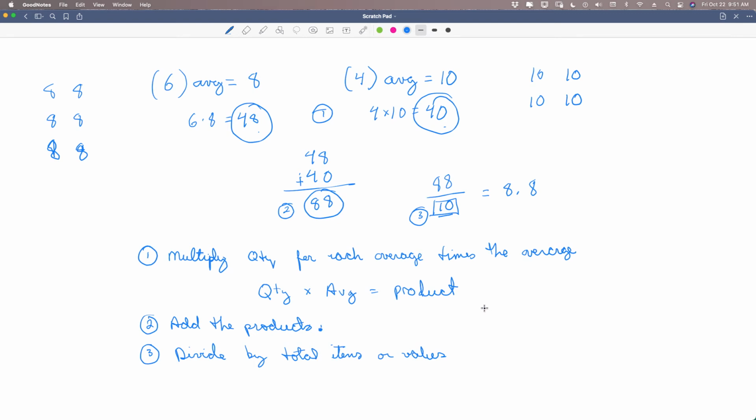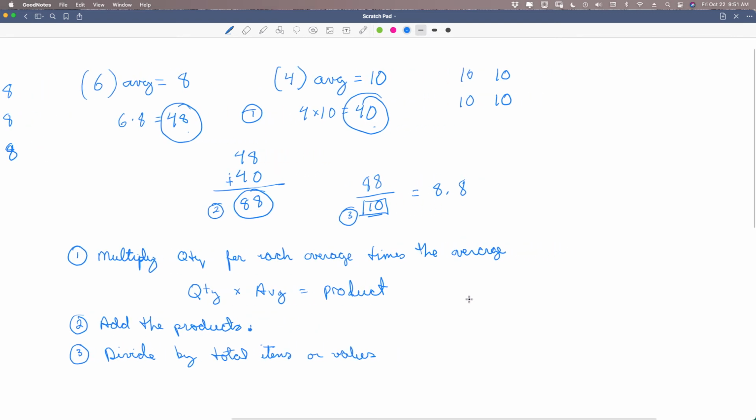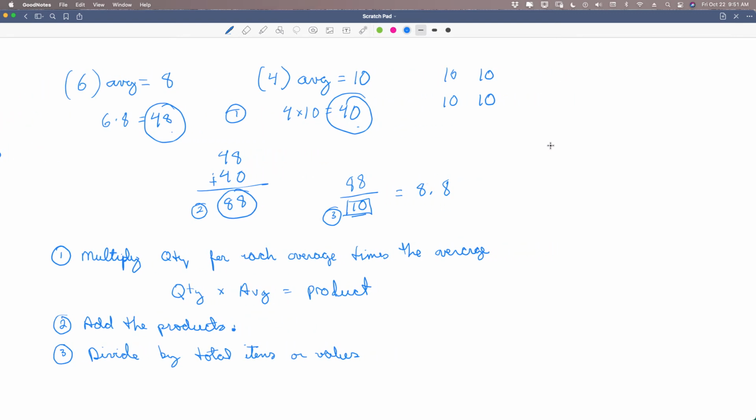Now there's an easy way to set this up. I'm going to scooch this over just a bit. You can set this up by saying 6 times 8 equals 48. This is your quantity, right? And this is your average. And this is your product. And you take the second one and you do the same thing.